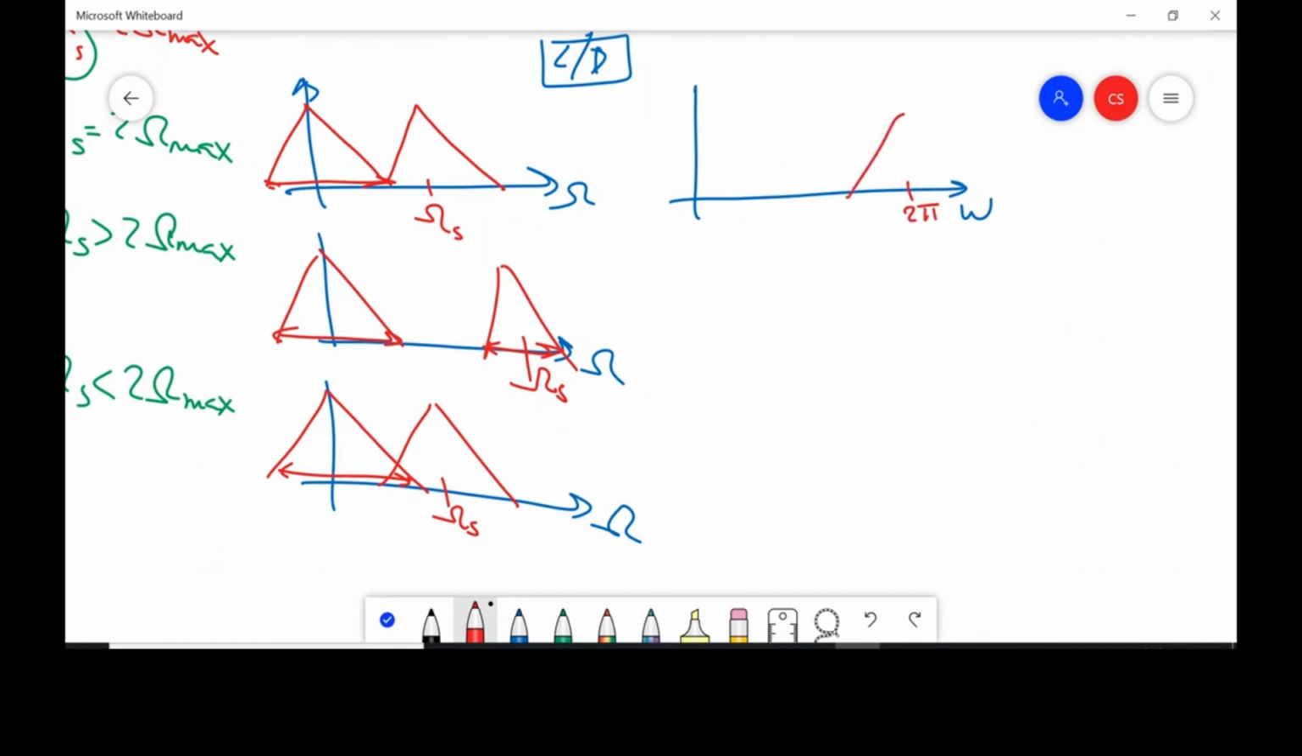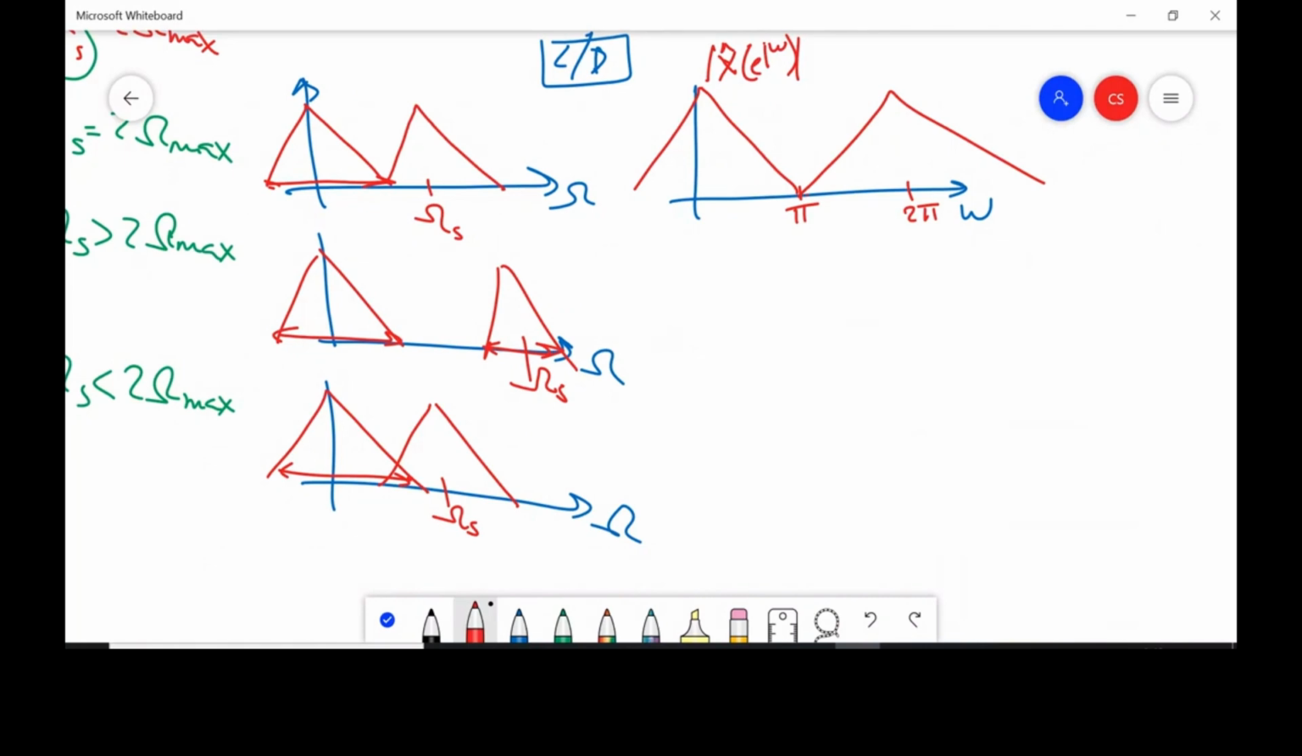So here we have a copy. This is pi. So it is something like this. And this would be the modulus of X of omega. So this is the Fourier transform of the discrete sequence.